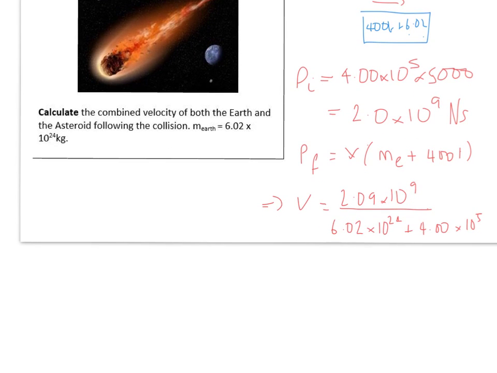And if we put those numbers in, I don't know where the 9 came from there. Let's get rid of that. So 2 times 10 to the power of 9 divided by 6.02 times 10 to the 24 plus 4 times 10 to the power of 5, we end up with v is equal to 3.32 times 10 to the minus 16.